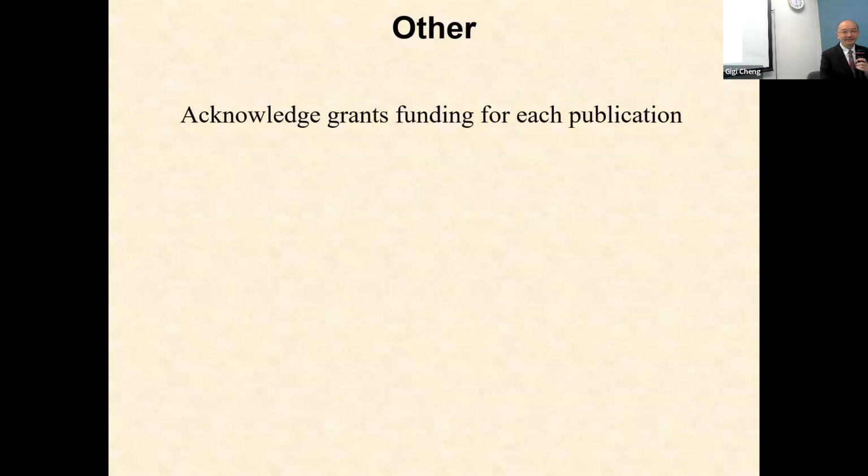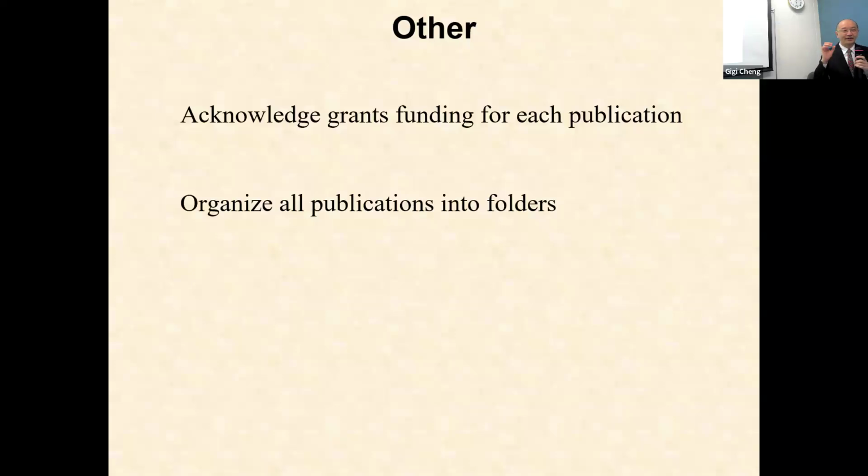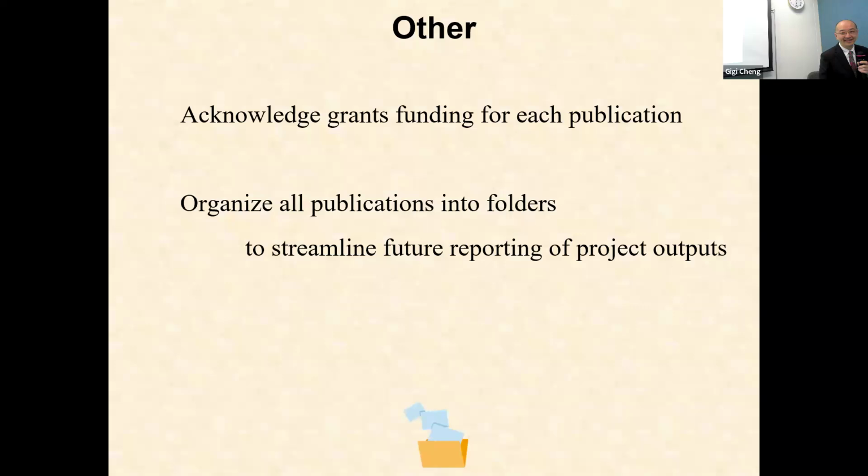A couple of other comments. It's really important to acknowledge grant funding for your publications, both for yourself and for the grant agency and journal. And I organize all my publication folders. Most of you probably don't have that many co-authors. I think I have 51 projects at this point. Each project could have multiple co-authors. I have over 118 co-authors, so I need to really organize. I organize all my publications by person. There might be several projects under a person, so it helps you remember who these people are. And this also helps you streamline future reporting of project outputs.